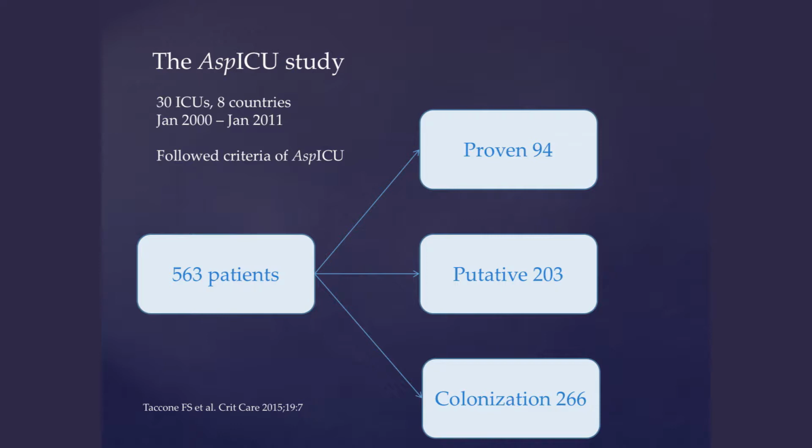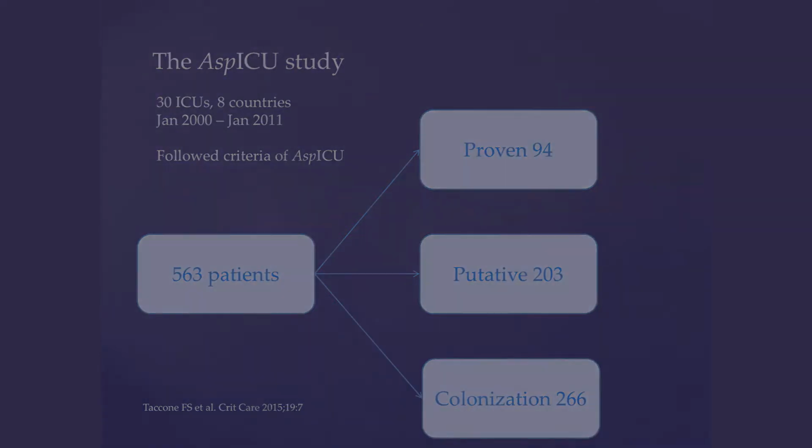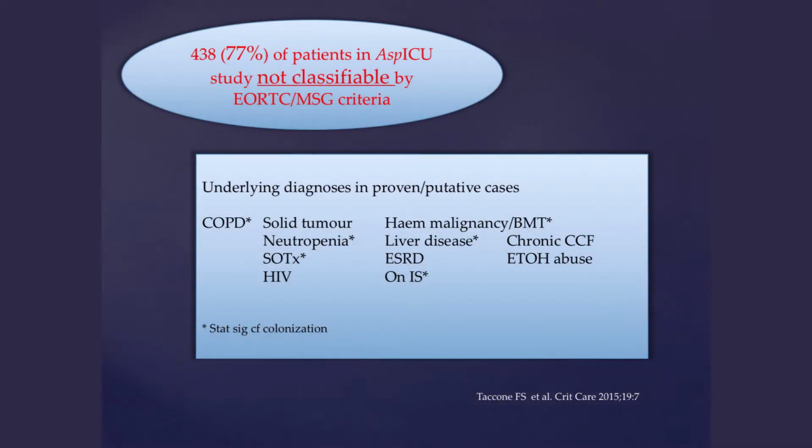So I think that one lesson here is that yes, we are truly dealing with a rather unusual condition, but also that if you want to do a good study, if you want to create knowledge, you must actually have tenacity, going to 30 ICUs over 10 years. And the most important finding is that a large percentage of these patients, more than 3/4, would not have been included at all if you had just stuck to the EORTC MSG criteria.